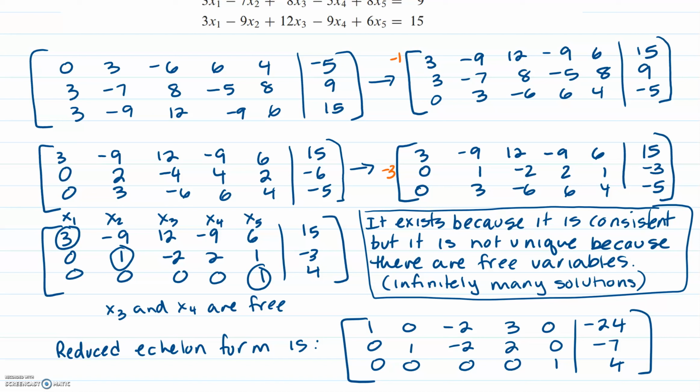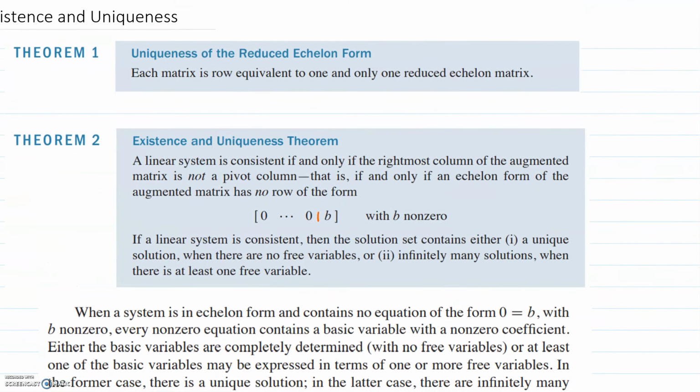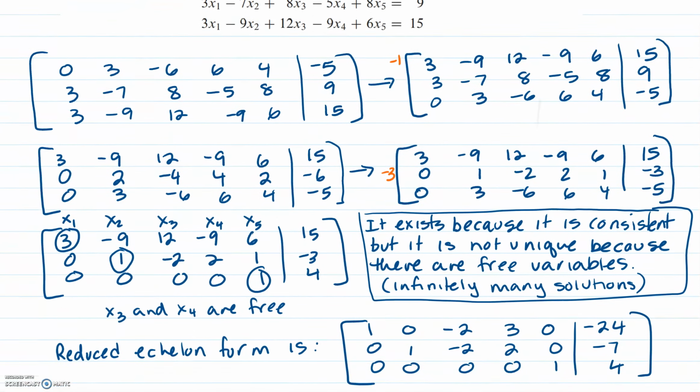You can see there are many forms of just echelon because I could just divide the 3 there and I would have that. I could get 1 0 here. That would also be echelon. So there are many different forms, but this one is unique as our first theorem. And so we can actually find the general form now much easier.